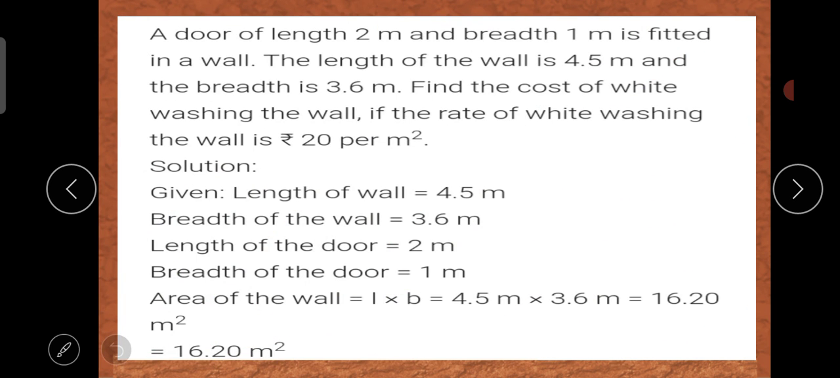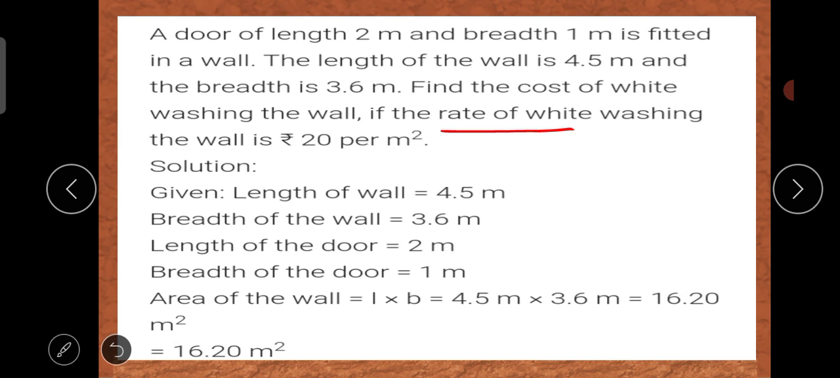Next question, see. A door of length 2 meter and breadth 1 meter is fitted in a wall. The length of the wall is 4.5 meter and its breadth is 3.6 meter. Find the cost of whitewashing the wall if the rate of whitewashing is rupees 20 per meter square. So to find the cost, first we have to find the area.